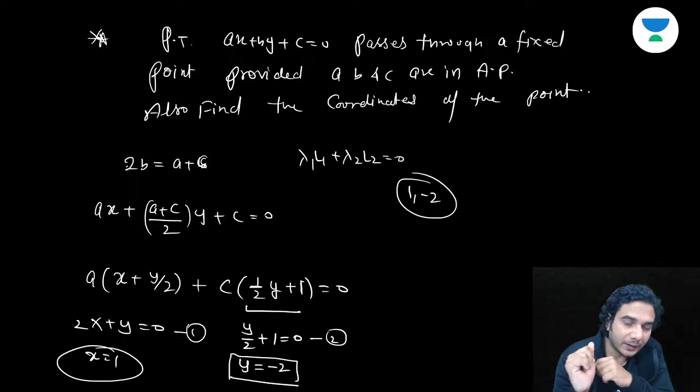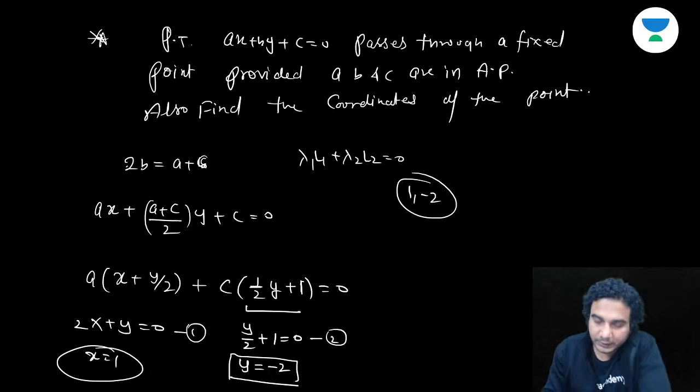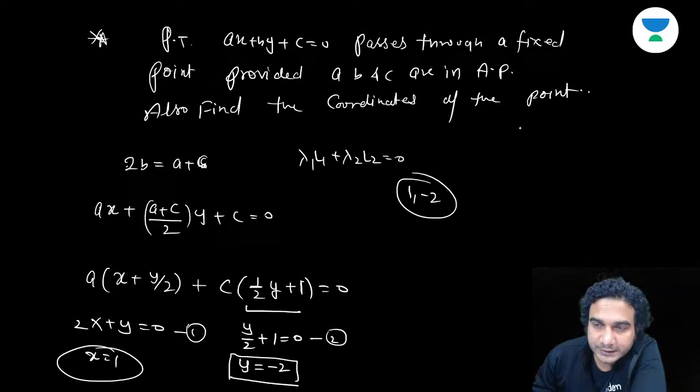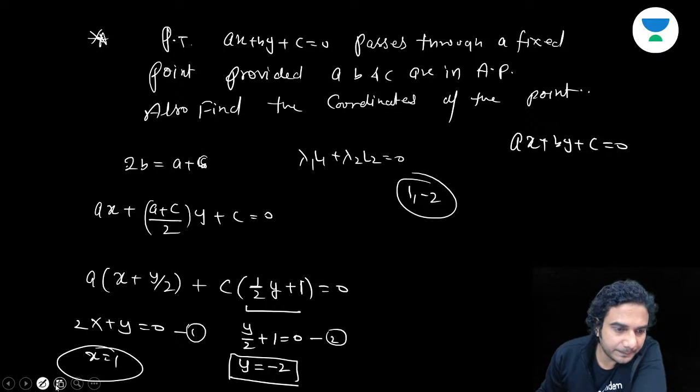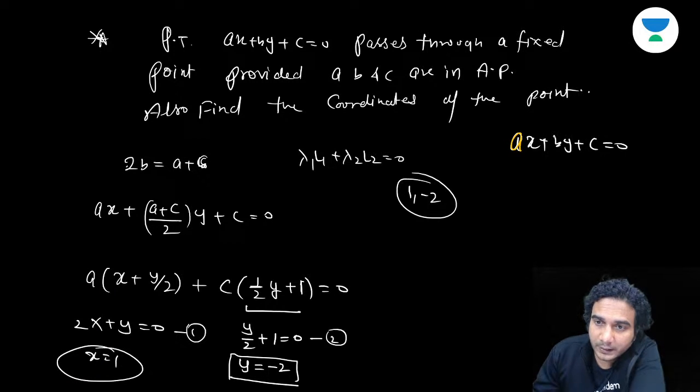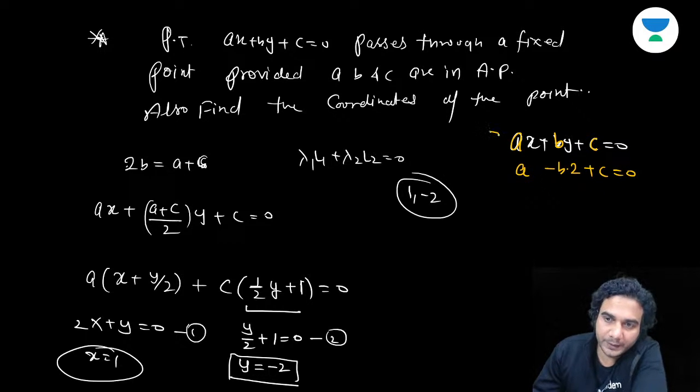But there's a trick, a shortcut also. What is that shortcut? I'll tell you. The line was ax plus by plus c is equal to 0. And the linear relation which was given in a, b and c is basically a minus 2b plus c is equal to 0. So you can compare these two.